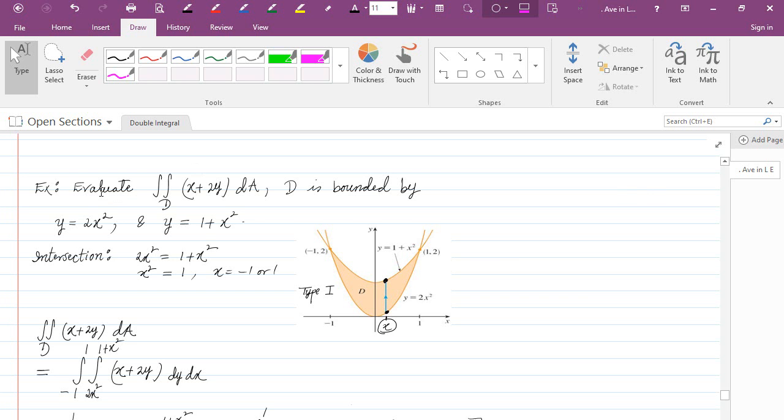Welcome back. Let's evaluate the double integral of x plus 2y over the plane region D, where D is bounded by the parabola y is equal to 2x squared and the parabola y is equal to 1 plus x squared. The first parabola has vertex at the origin, and the second one has vertex at the point (0, 1) right here.